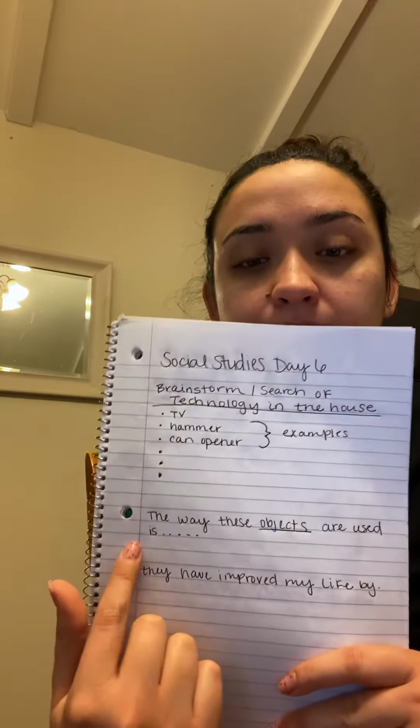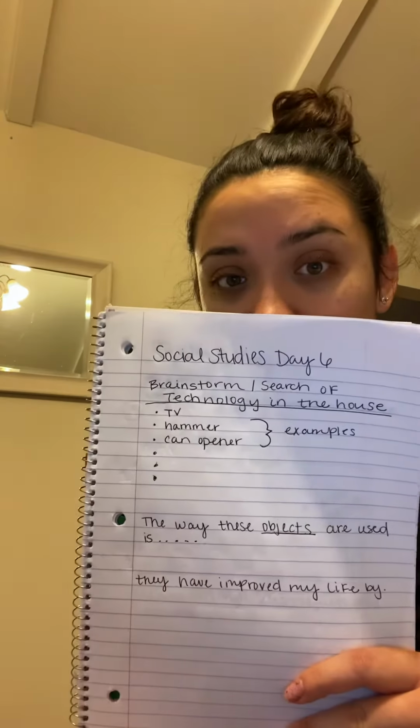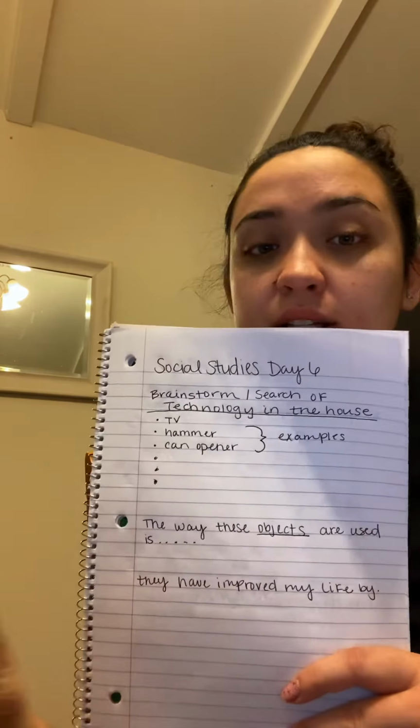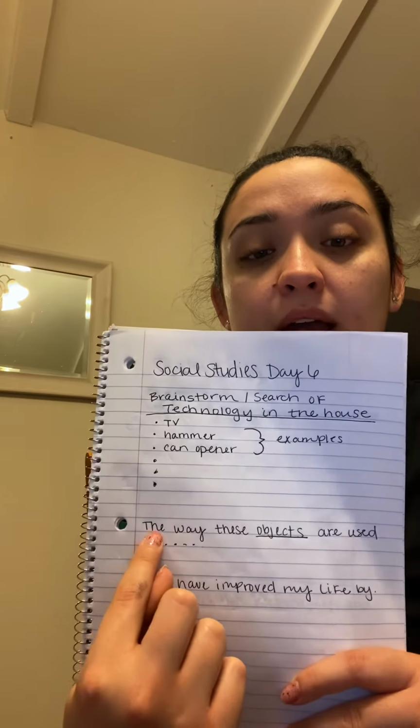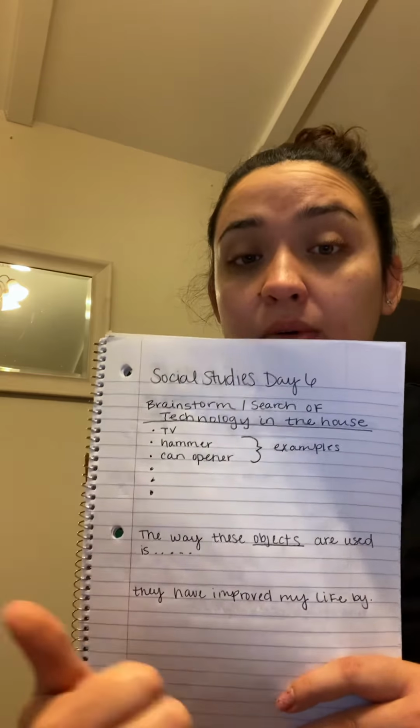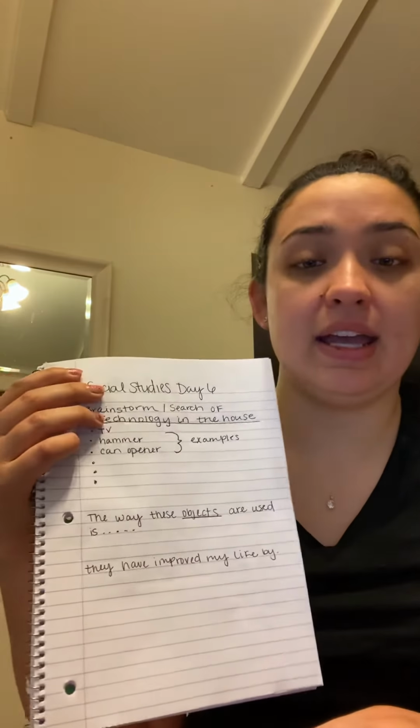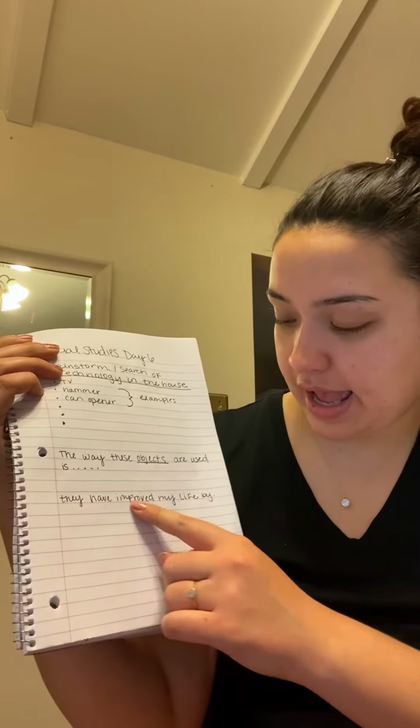And then you need to tell me for each object. I wrote these objects putting them all together, but I want to know specifically about each object. How is it used? And then, they have improved my life by, and you continue that sentence for each one of those items. So how has having a TV improved your life? How has having a hammer improved your life? How has a can opener improved your life? What does it help you do?